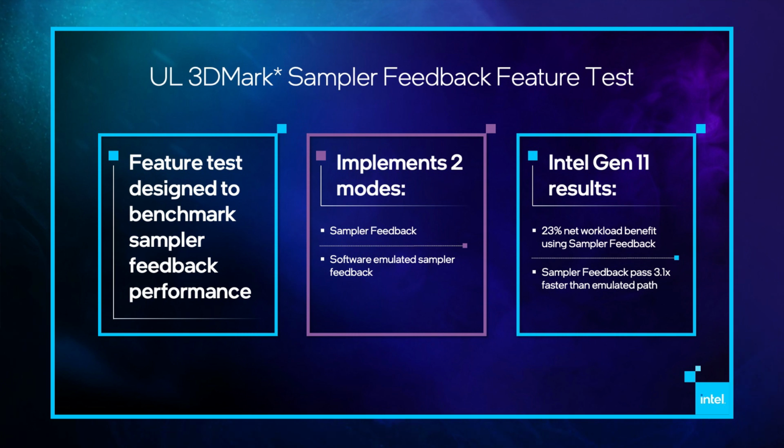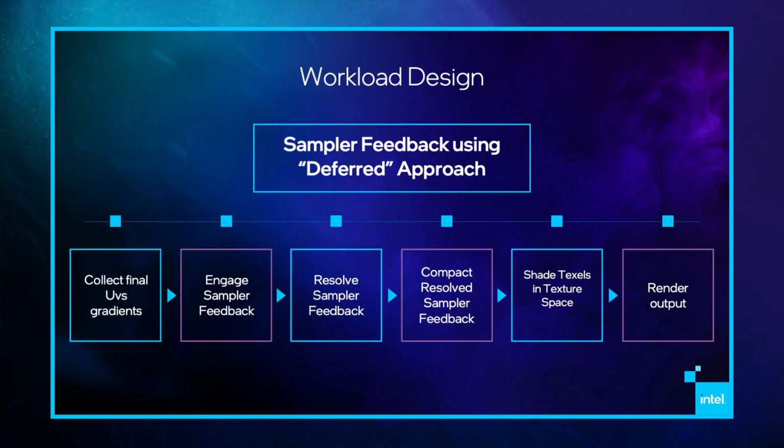The net benefit of the workload using sampler feedback is 23% faster than the emulated path. The sampler feedback pass itself is 3.1x faster than the emulated sampler feedback pass. I would classify this workload design as a deferred rendering approach, yet using texture space shading. We will go into further detail in each of these render passes.